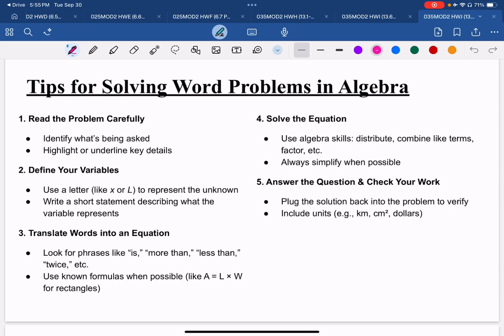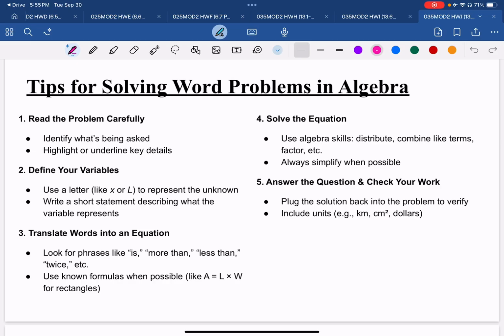Read the problem carefully. You want to make sure you can identify what's being asked. It's helpful to highlight, underline key things. Define your variables, so make sure that you know what you're looking for. Try to write out what you're looking for. That's super helpful sometimes. Use the words that we did when we did translating words into equations. So use those tools that you learned about that to write your equations.